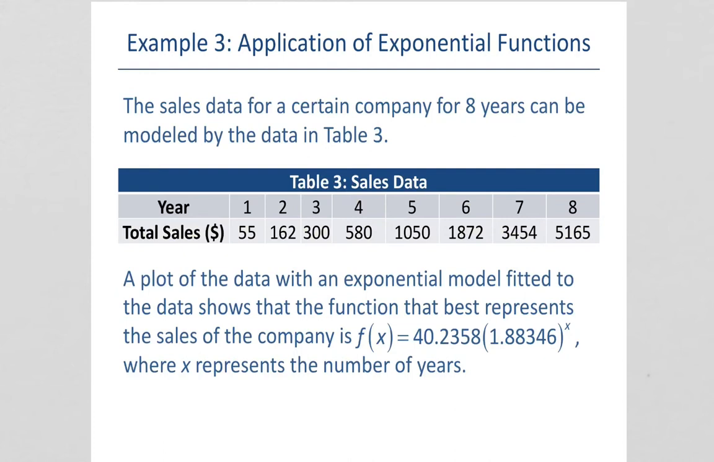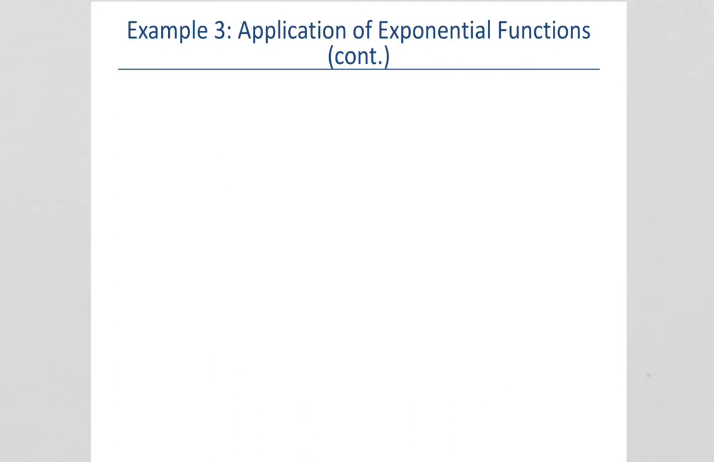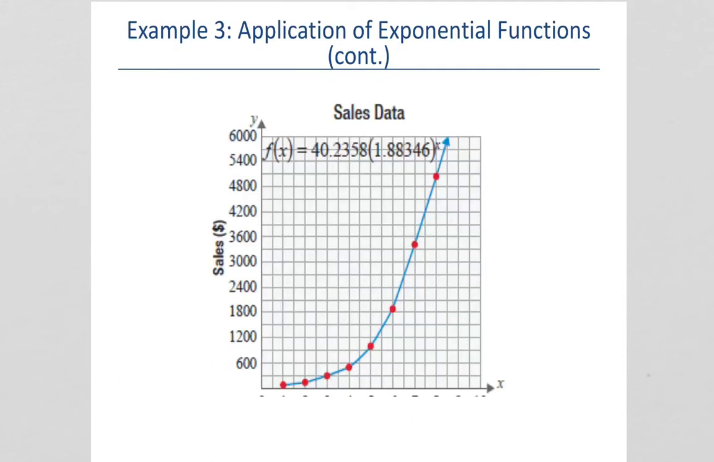Example 3 says, the sales data for a certain company for 8 years can be modeled by the data in Table 3. A plot of the data with an exponential model fitted to this shows that the function that represents the sales of the company is f of x equals 40.2358 times 1.88346 to the x, where x represents the number of years. And here's a graph of it. So each of those points were graphed, and this was the best fit.